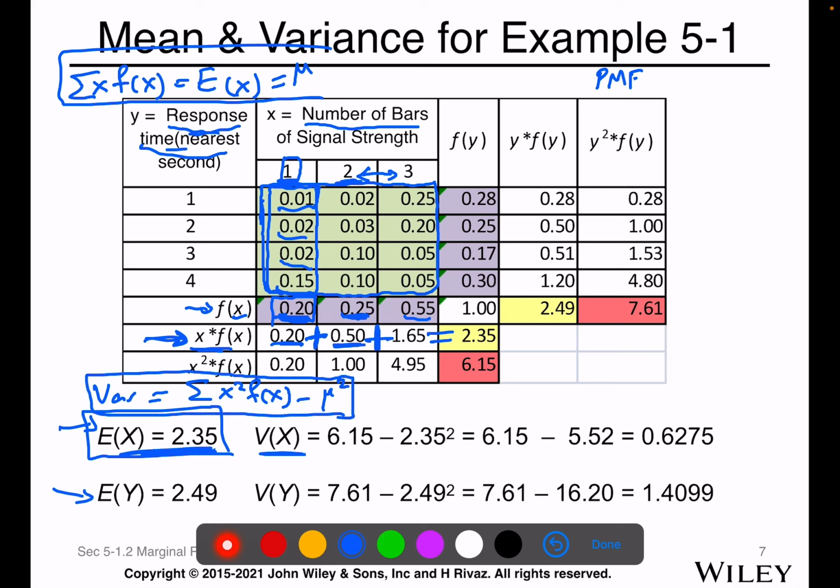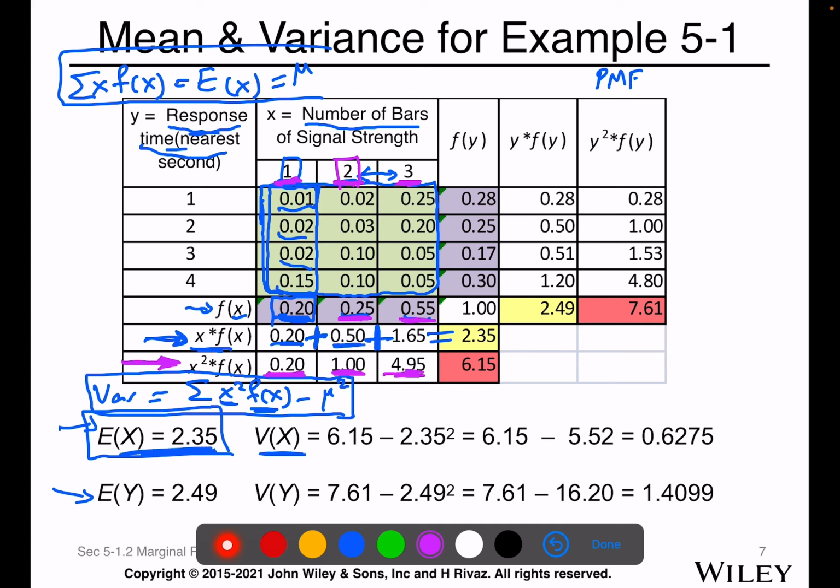So therefore, I have to calculate x squared f of x, right? In the last row, I calculate x squared times f of x. So 1 squared times 0.2, that's 0.2. The next one is 2 squared, which is 4, times 0.25. So 4 times 0.25 is 1. And the last one is 3 squared, that's 9 times 0.5, so that's 4.95, right?